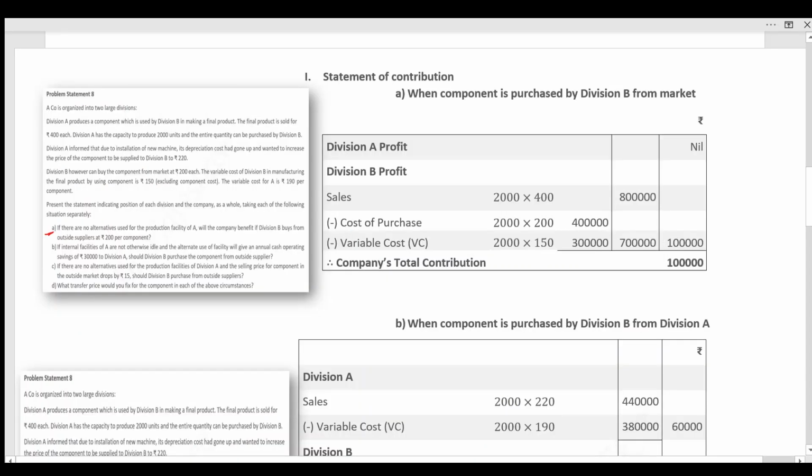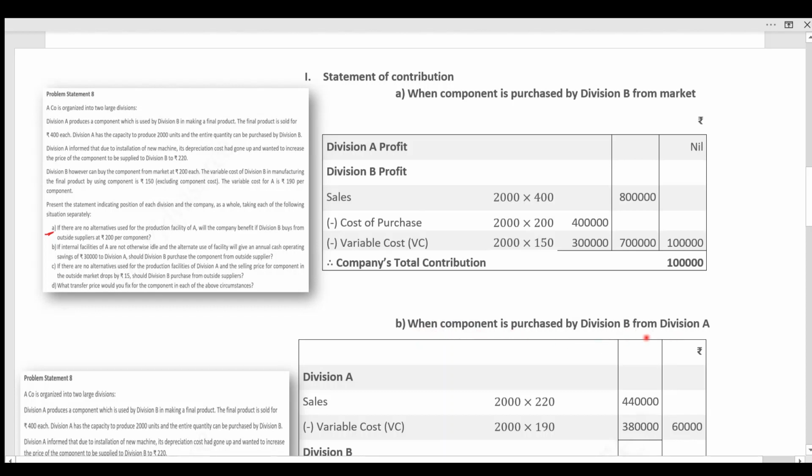First, we need to prepare the statement of contribution, nothing but the profit. You can see on the left hand side the first question: if there are no alternatives used for the production facility of division A, will the company benefit if division B buys the components from outside suppliers at rupees 200 per component? We have to know the profit for the whole company in two situations: when the component is purchased by division B from the market, and when the component is purchased by division B from division A.